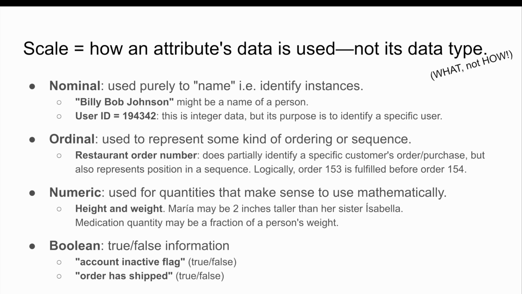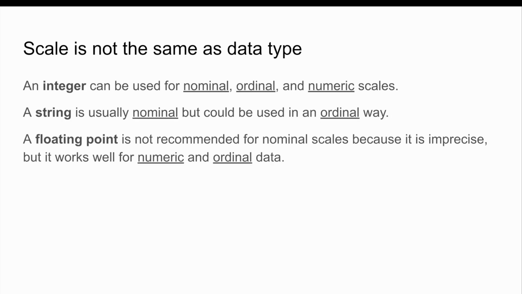Notice that this is not the same thing as data type. So this is what the users want to store and not how it is actually stored. To expand on that, we think of integers as numbers, but they can also be used to identify things. Strings are usually serving a nominal purpose, but they can be used in an ordinal way. Floating point values are not recommended for nominal scales because they're imprecise inherently in how they work. But a floating point does work well for numeric and ordinal data.